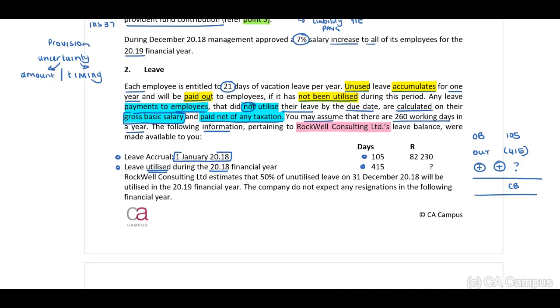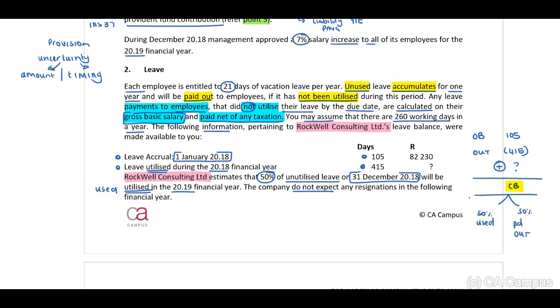balance. Right. Rockwell Consulting Limited estimates that 50% of unutilized leave on 31 December 2018 will be utilized, therefore will be used in the 2019 financial year. The company does not expect any resignations in the following financial year. Therefore, they indicate to us, based on our closing balance of our leave, that 50% will be used and 50% will be paid out.